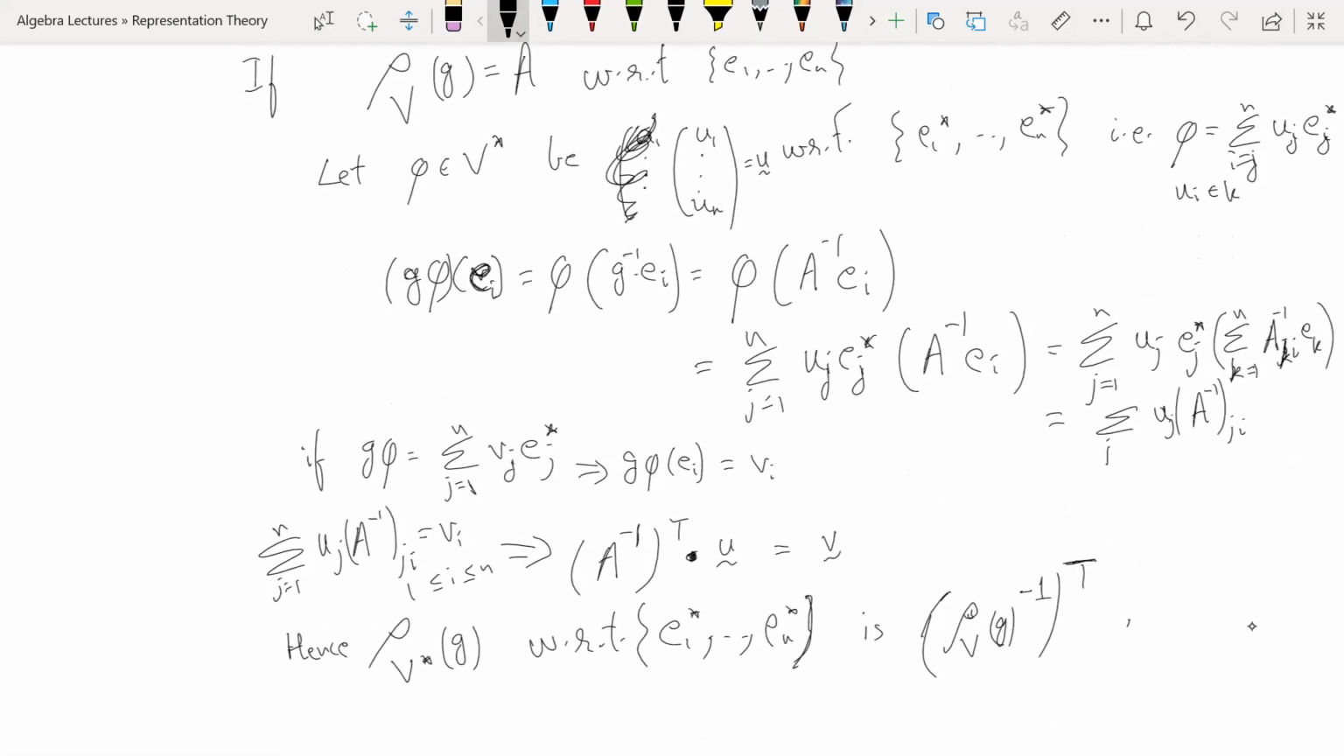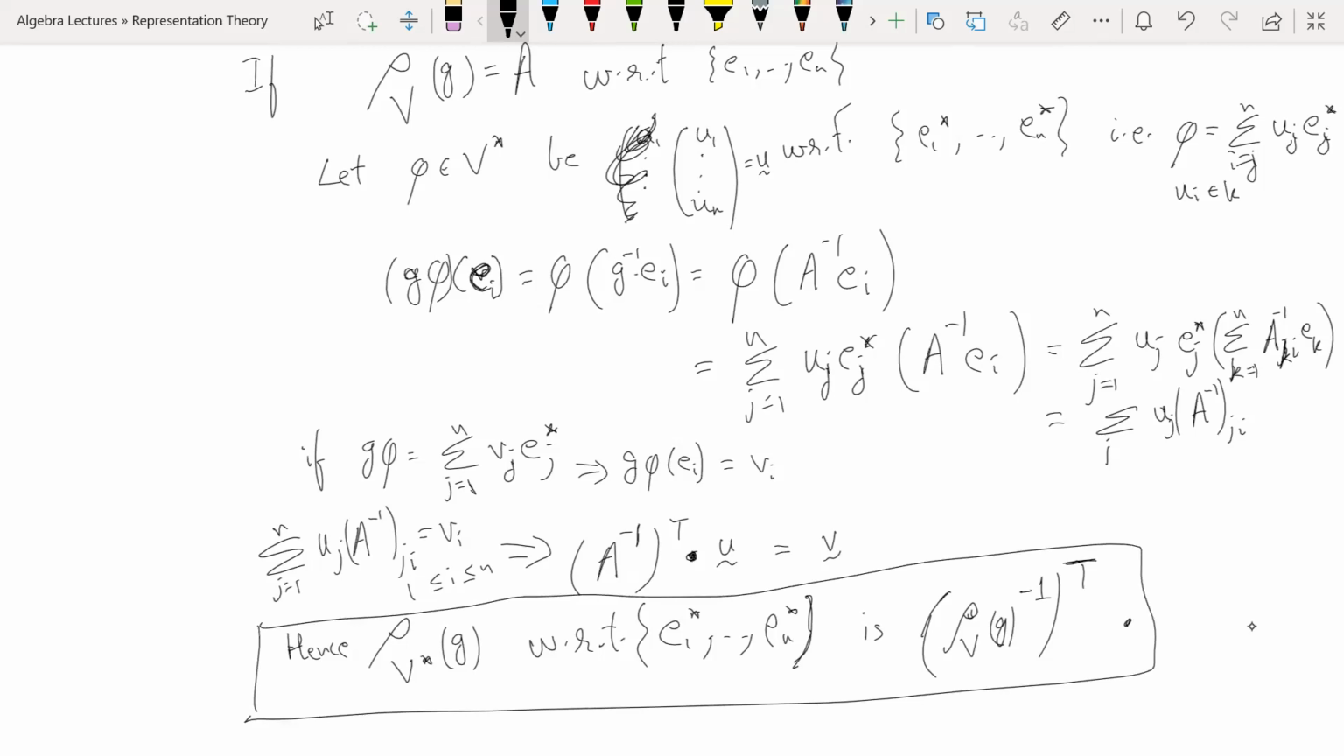So you just have to do the transpose. You have to do A inverse and then also do the transpose. So hence what you get is that the matrix of G acting on V star with respect to the dual basis is the matrix of G with respect to the given basis, take the inverse and then do the transpose. Okay. So this is the formula for the dual representation. Yeah. So if you want to compute in terms of matrices, this is what you get.